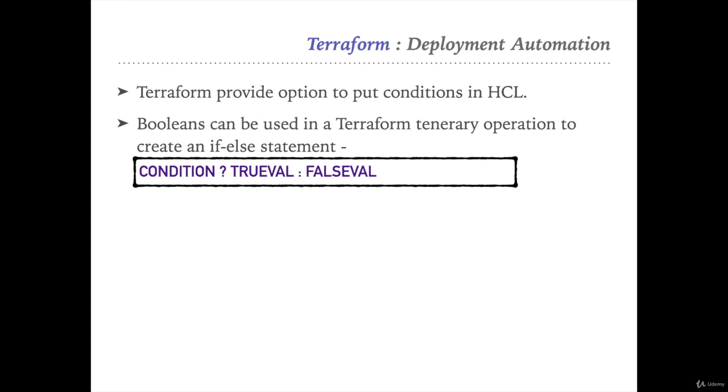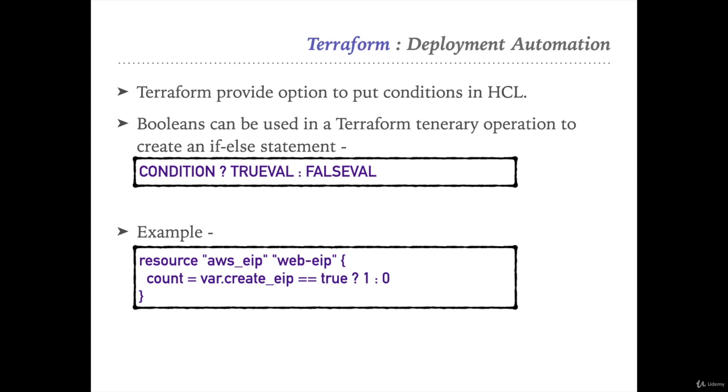Whenever we put in the condition, if the condition is met, then the true value will be returned. But if the condition is not met, then the false value will be returned. For an example, we can look at this statement. Here, suppose we are getting a resource aws_eip. The resource name is web-eip. And here we have a property called count. It means we need to count how many AWS EIPs we need.